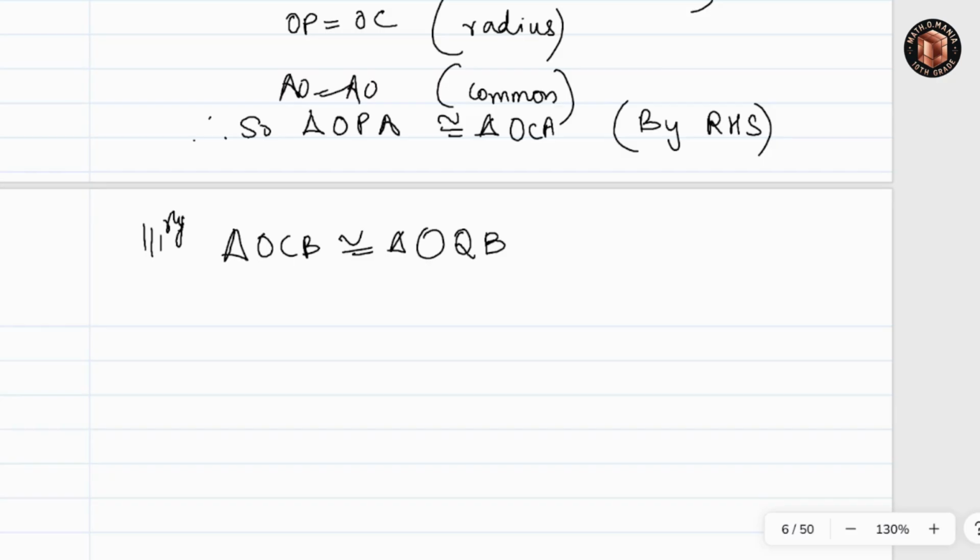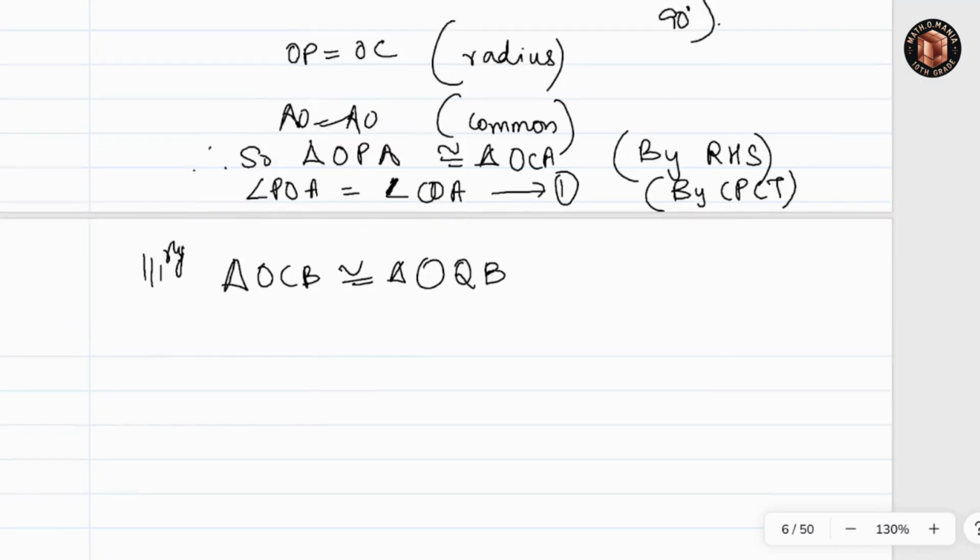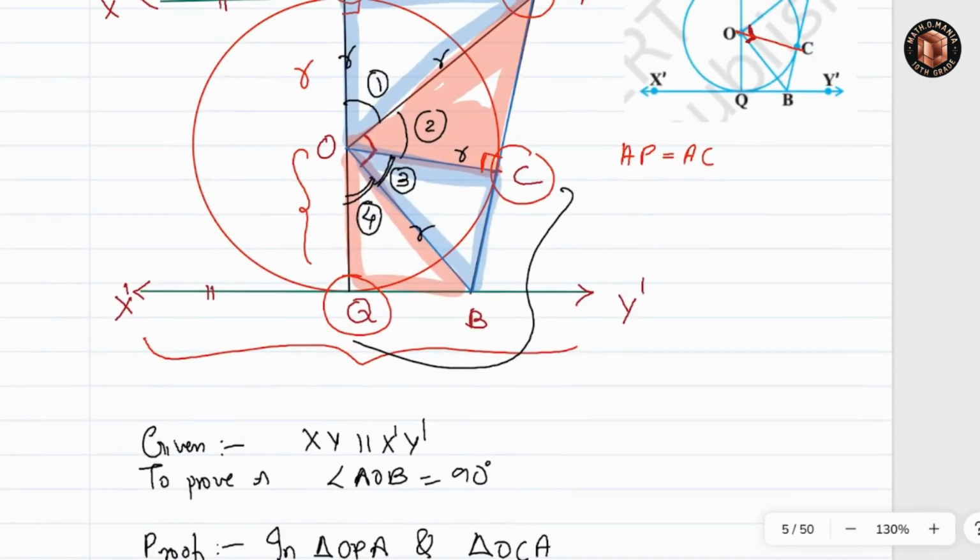Okay. So here, one more thing. From here, this part, right? Triangle OPA is congruent to triangle OCA. It means that from there I can write angle POA is equal to angle COA and that I will mark as equation number 1. Why can I write like this? Because by CPCT, I can write that angle POA equal to angle COA. That is angle 1 equal to angle 2.